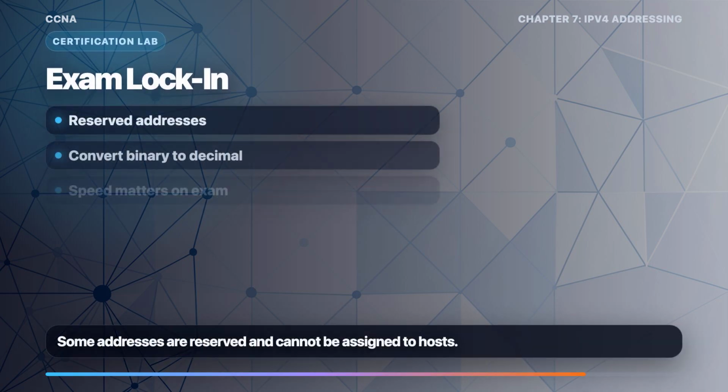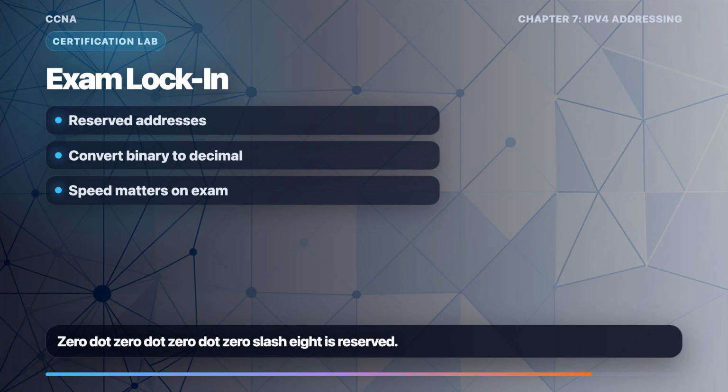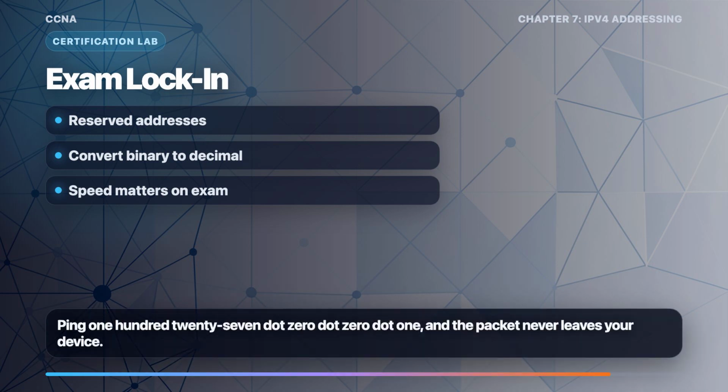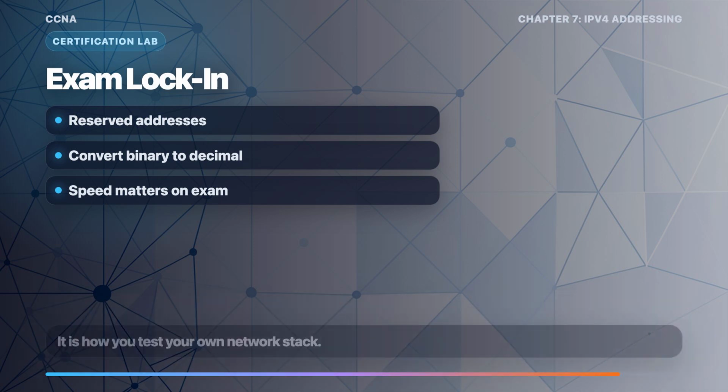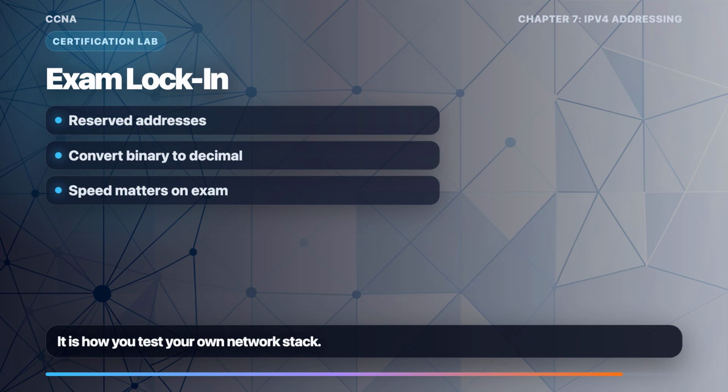Some addresses are reserved and cannot be assigned to hosts. 0.0.0.0/8 is reserved. 127.0.0.0/8 is the loopback range. Ping 127.0.0.1, and the packet never leaves your device. It is how you test your own network stack.